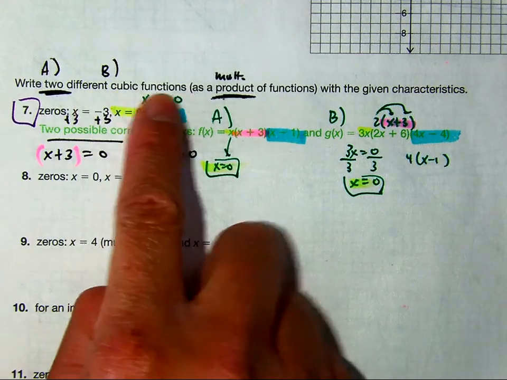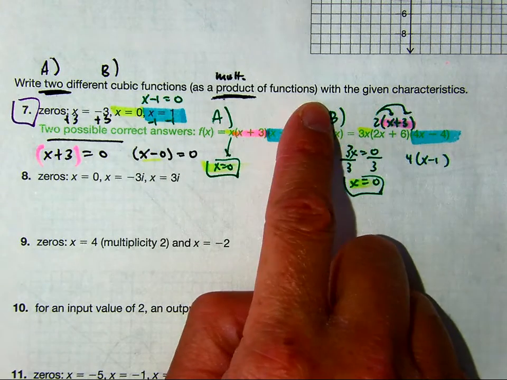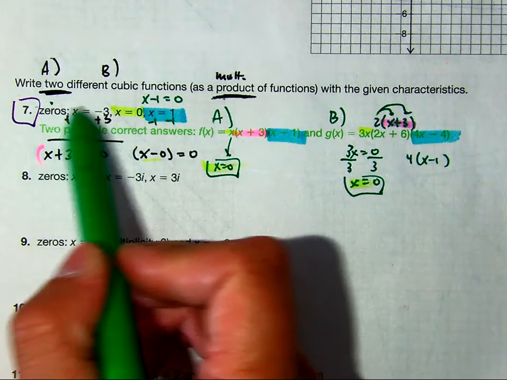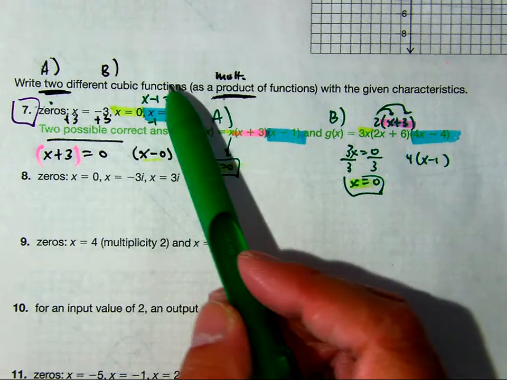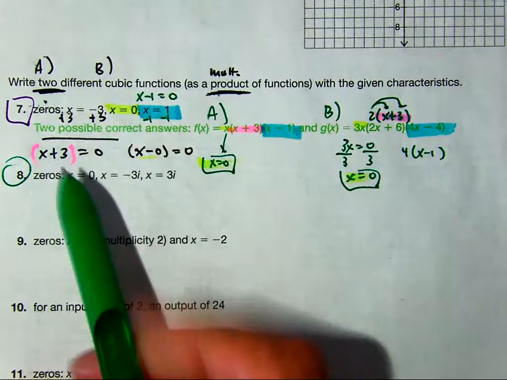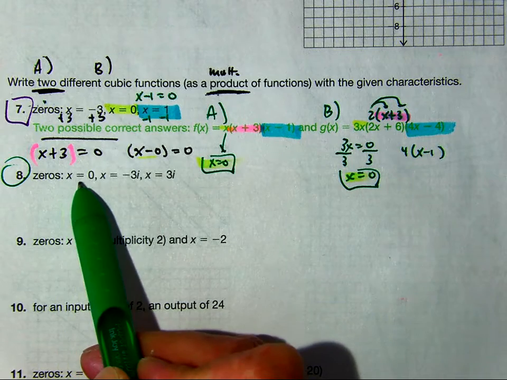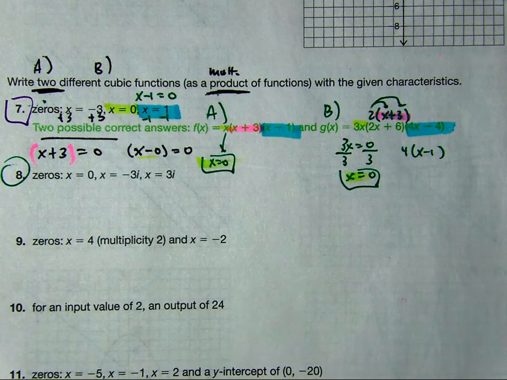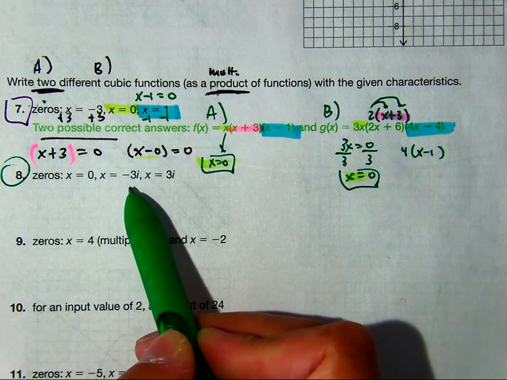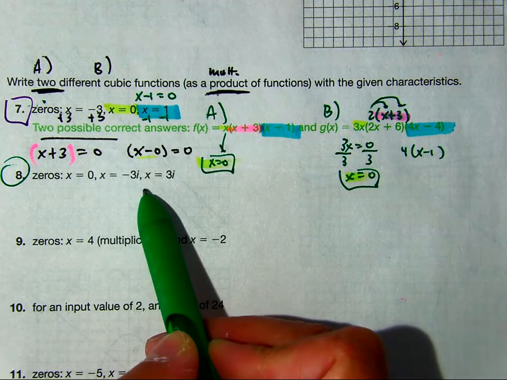So they want us to write two of them. So I said our answers are going to be A and B. So let's look at the hints they've given us. In question number 8, it tells me the zeros are x equals 0, x equals negative 3i, and x equals 3i. So there's a couple of things you can do here.